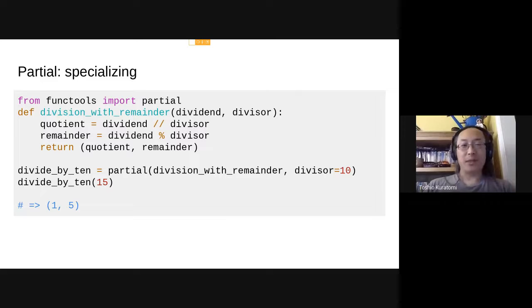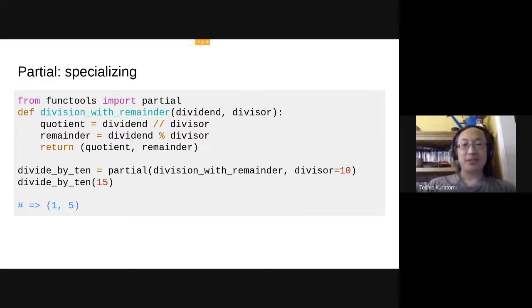Now, when I call divide by 10, 15, Python will say, okay, well, this is a partial function. Division with remainder takes 2 arguments. You're giving me the first argument, so dividend equals 15. And I have the second argument, divisor, hard coded. It's 10. So now it's going to run through and do that division. What's the whole number portion? 1. What's the remainder? 5. I'll get the tuple 1, 5 back.